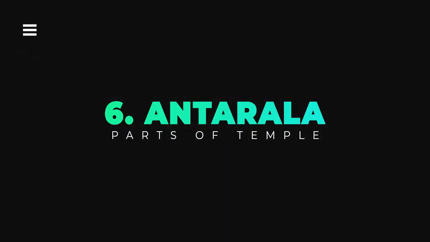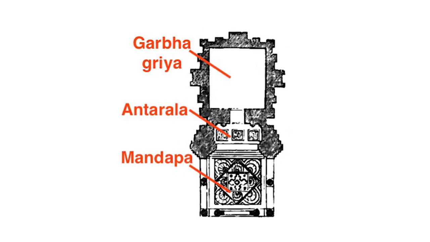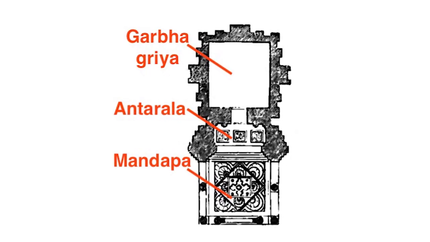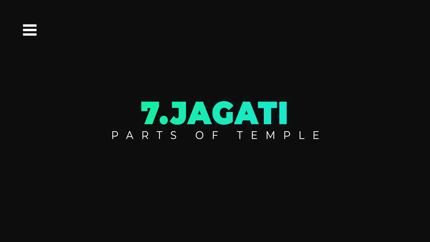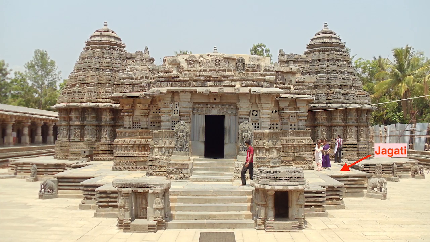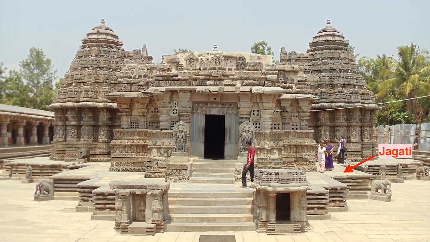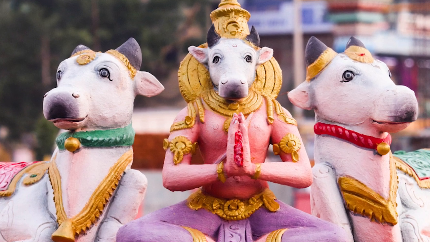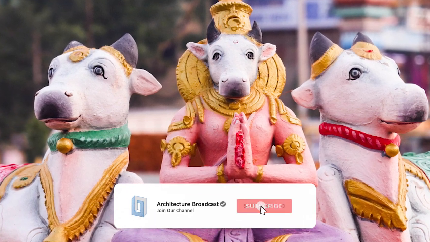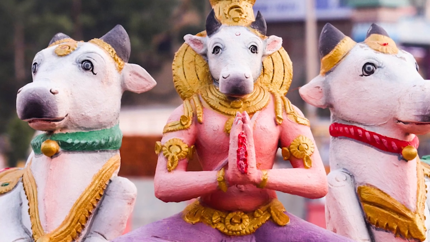6. Antrala or vestibule. Antrala is a transition area between the Garbhagriha and the temple's main hall, that is the Mandapa. 7. Jagati. It is a raised platform for sitting and praying and is common in North Indian temples. 8. Vahana. It is the mount or vehicle of the temple's main deity along with a standard pillar or dhwaj, which is placed axially before the sanctum.